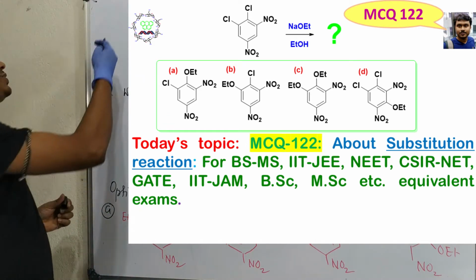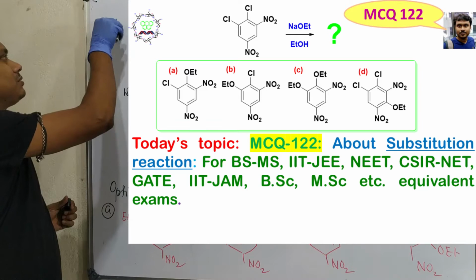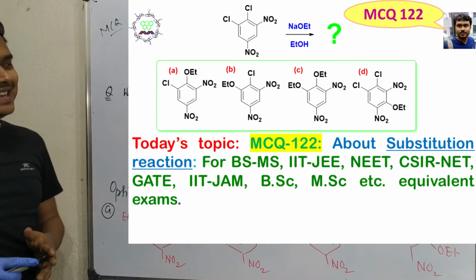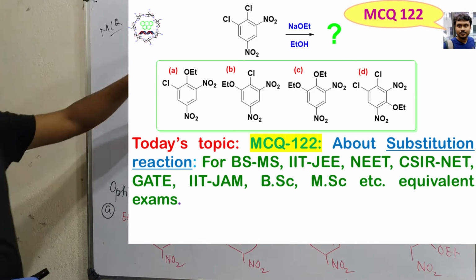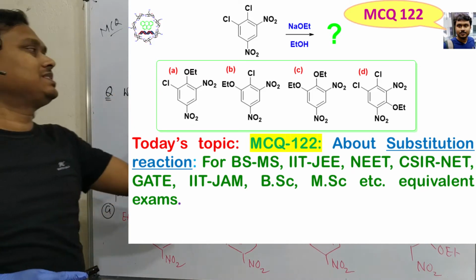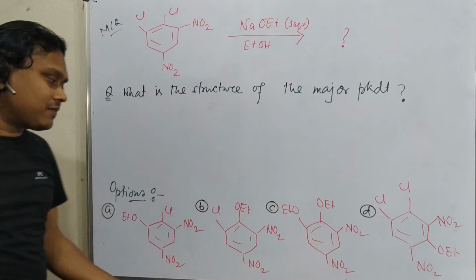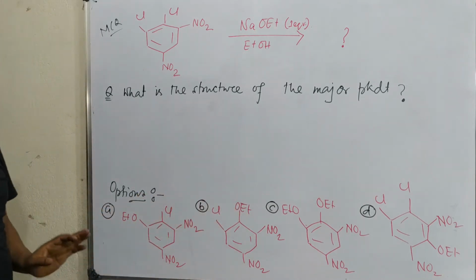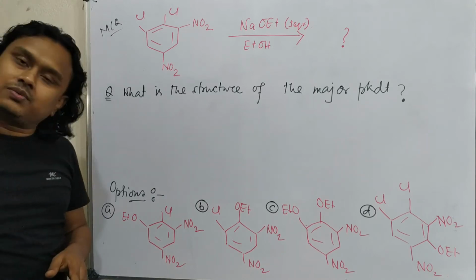So today we are going to discuss our MCQ. You can see this very easy MCQ. Okay, so this is the starting material. You have to find out what is the structure of the major product, and for your purpose, 4 options are provided. One of them is the correct answer, and you have to find that out.